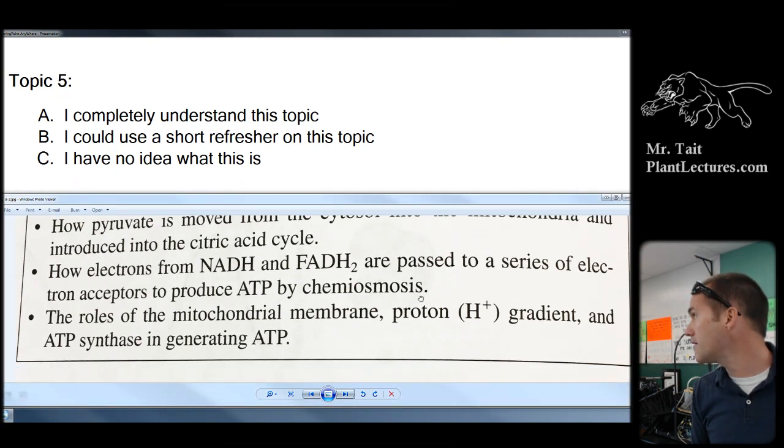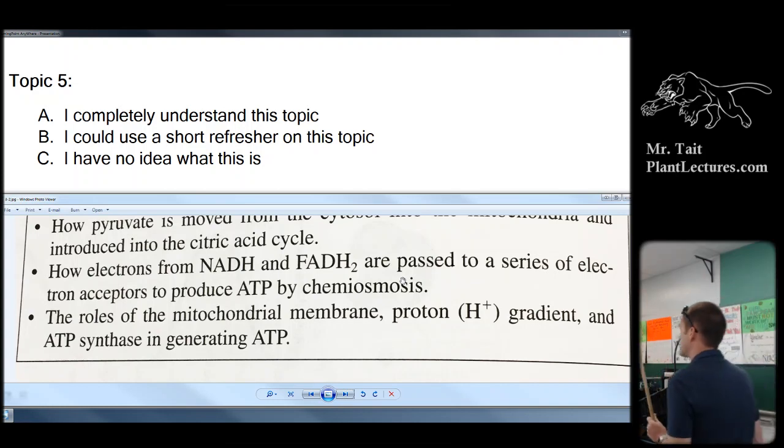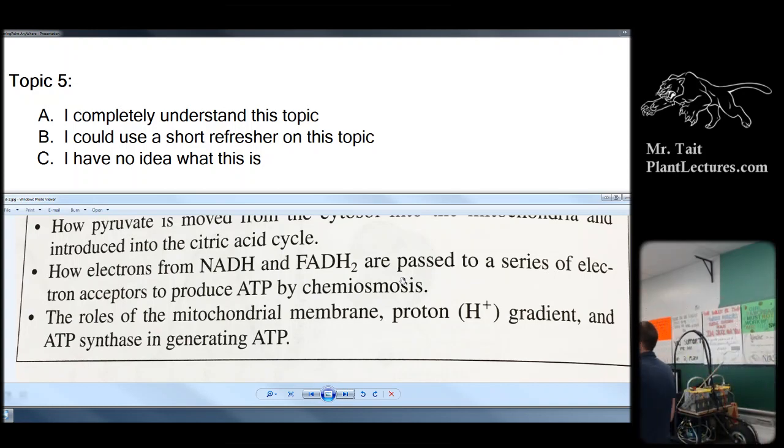Topic 5, which is how electrons from NADH and FADH2 are passed to a series of electron acceptors to produce ATP by chemiosmosis.